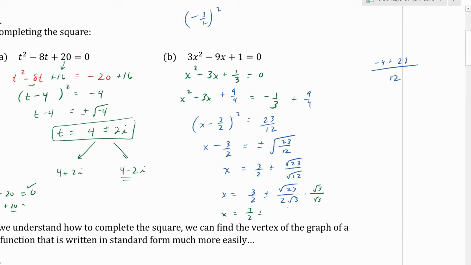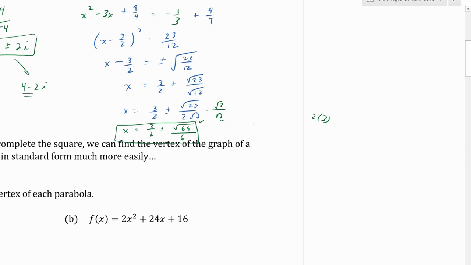So I get the square root of 69 in the top. And then square root of 3 times square root of 3 is just a 3. And then you times in that extra 2, you get a 6. Now, let's say you're taking standardized tests. They may write that with a common denominator of 3, which would be like that. And that's perfectly okay also.